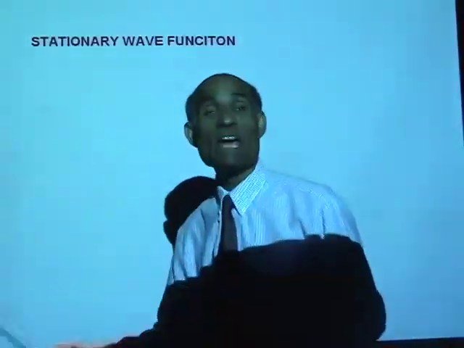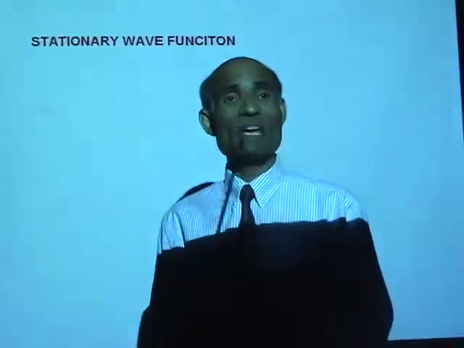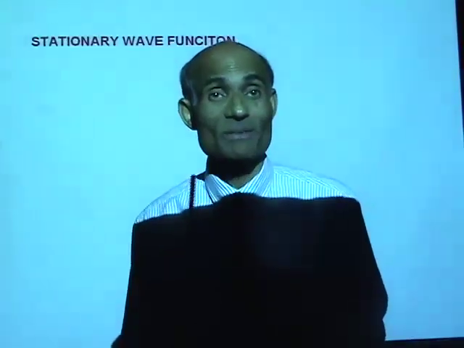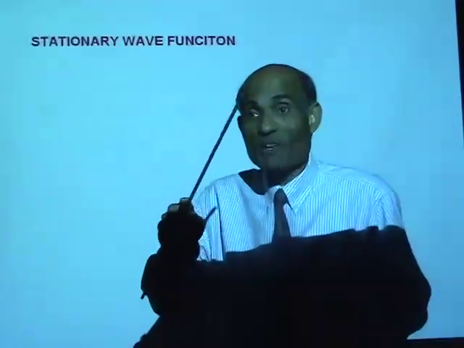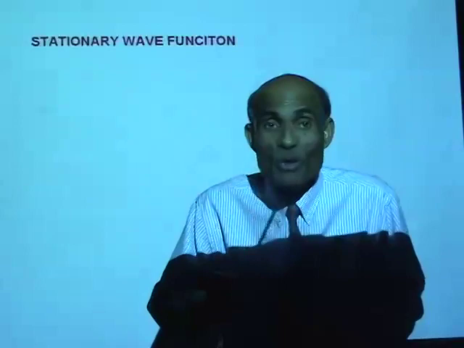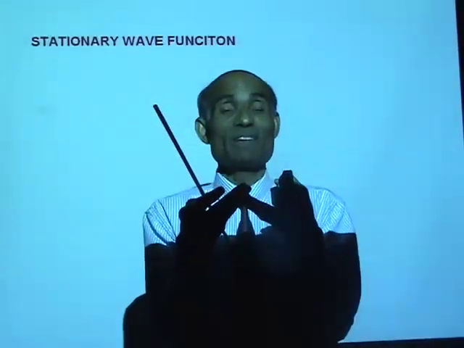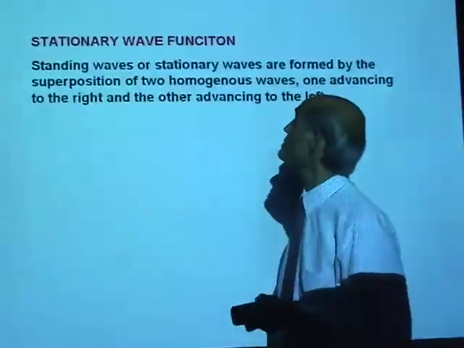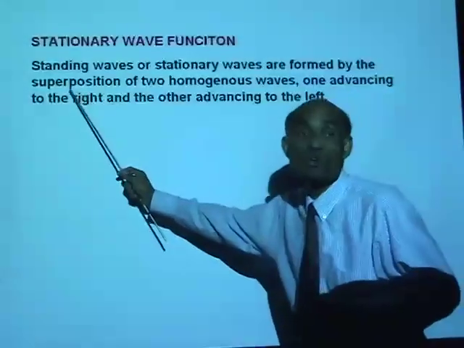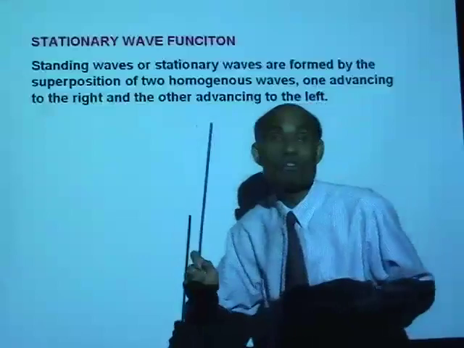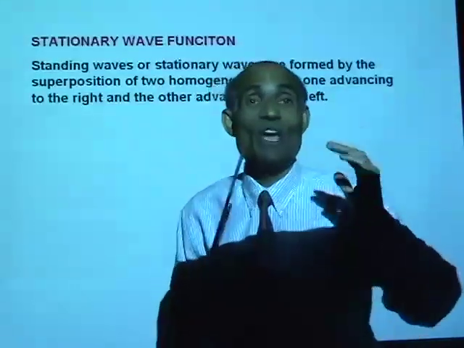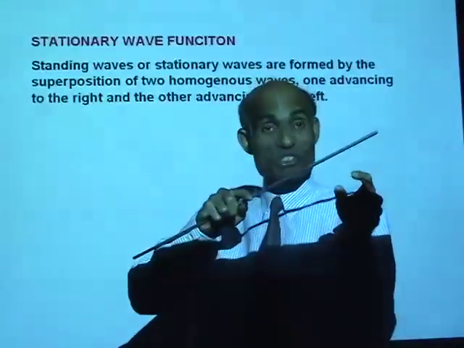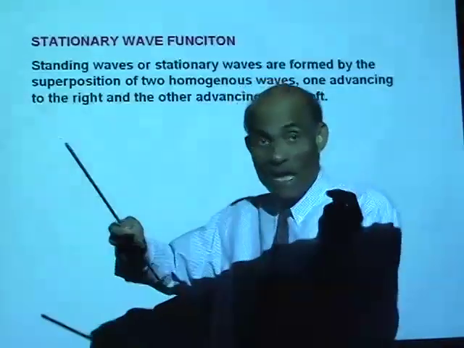Let's now obtain a wave function for a stationary wave. Now, do you remember how stationary waves are formed? Stationary waves are formed when an advancing wave and the reflected wave superimpose on each other, and the resultant wave is the stationary wave. Standing waves are formed by the superposition of two homogeneous waves. What does that mean, homogeneous? They are identical in amplitude, frequency, and wavelength, because it is the same wave, the advancing wave and the reflected wave.